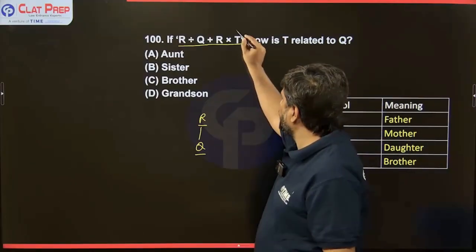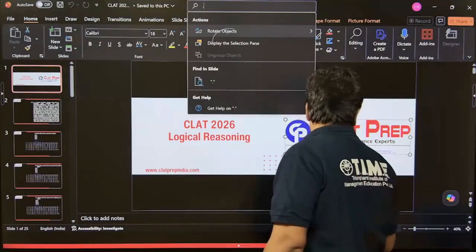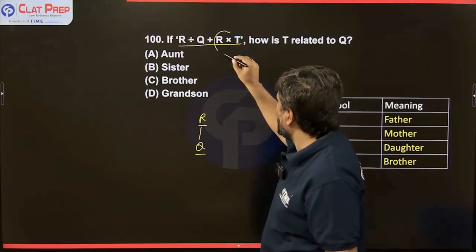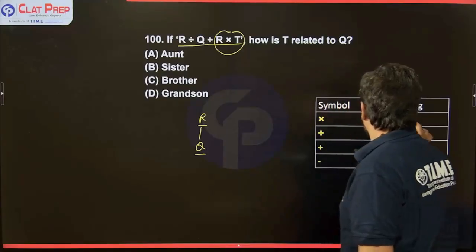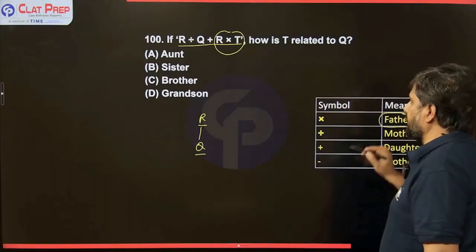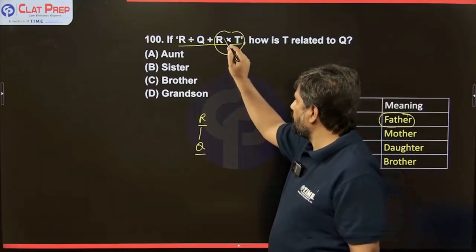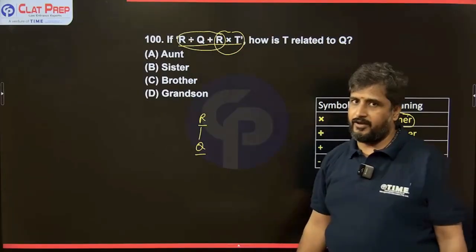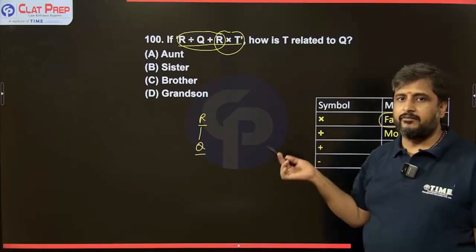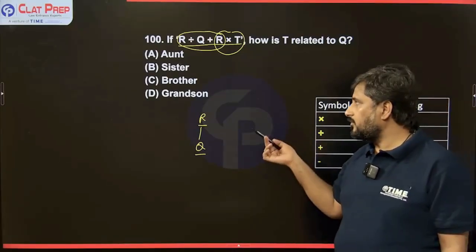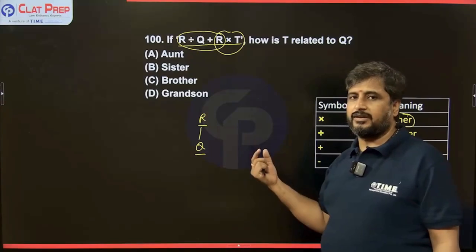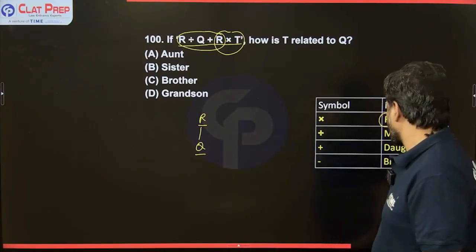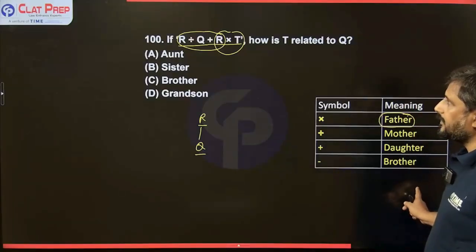Here the data is inconsistent. R cross T means again I am getting R as a male, but from the previous data it is clearly given that R is a female. So the data is contradicting each other. Even the examiner has given the same thing. The question is removed, marks are awarded. Right. Let's see the next question.